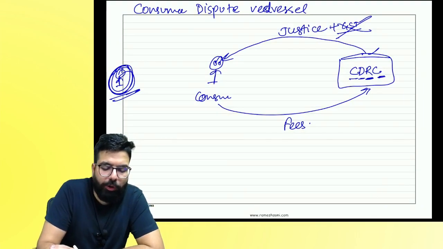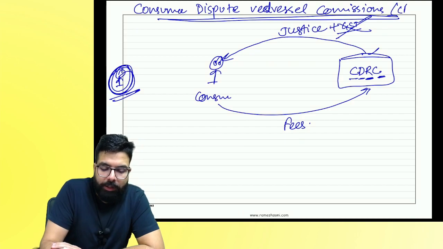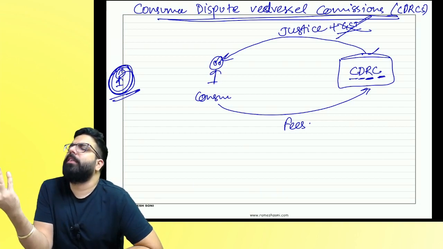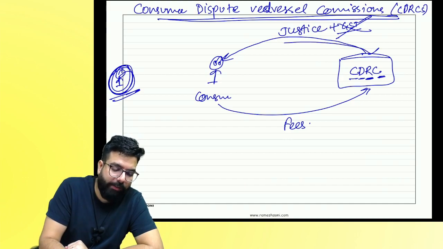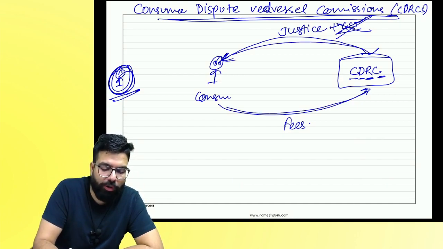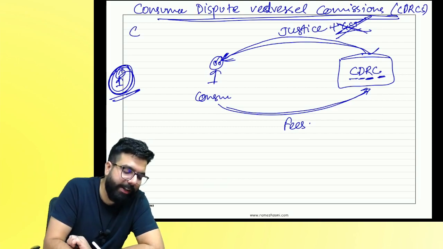What are these CDRCs, everyone? CDRC, Consumer Dispute Redressal. These are also like court only. And when a court is going ahead and giving services to the consumer and taking fees, there will be no GST on the justice service. Are we clear, everyone?